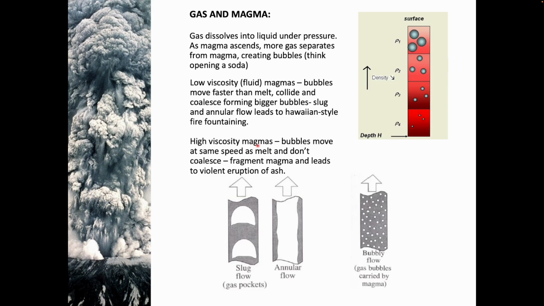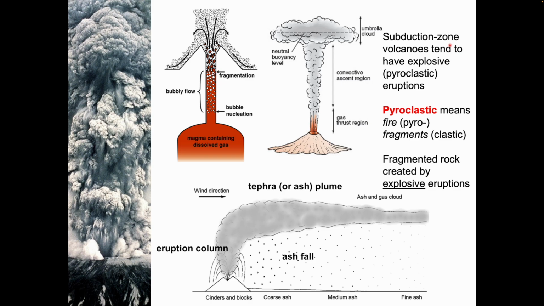In higher viscosity magmas, on the other hand, the bubbles move at the same speed as the melt and don't tend to coalesce. So they fragment the magma as these bubbles form and break and burst, which leads to violent eruption of ash, which we can see from Mount St. Helens here on the left. Subduction zone volcanoes tend to have explosive or pyroclastic eruptions.